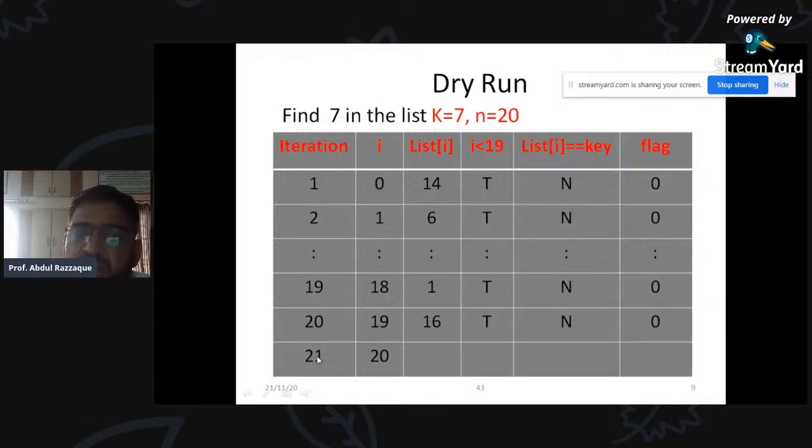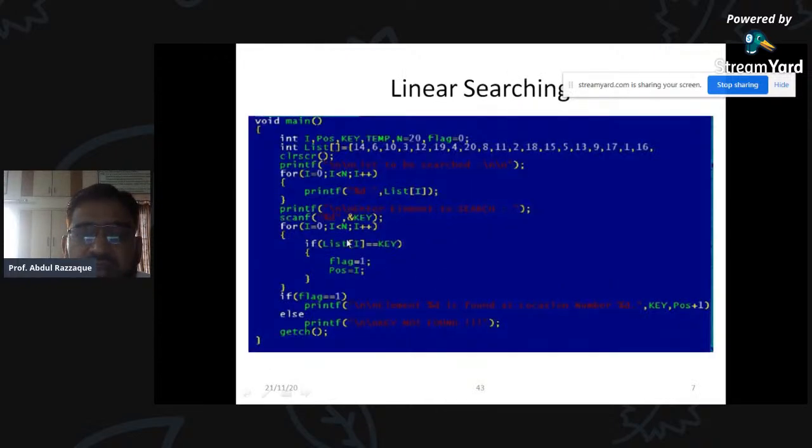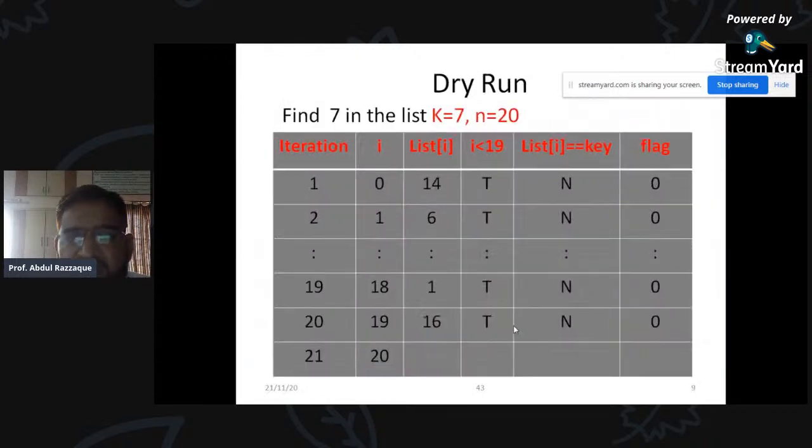Now I will increase up to 19. Every time I is incremented by 1, so I will become 20. But 20 is less than 20 will be false, so we'll come outside the loop. After coming outside the loop, the flag was 0 and the statement that sets it is never executed, so it will remain 0. So the if part will be false, and we'll go to the else part, which says that the key is not there in the list. In this way we will find this.